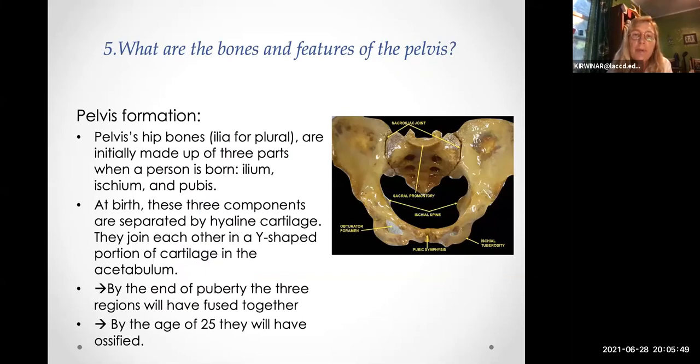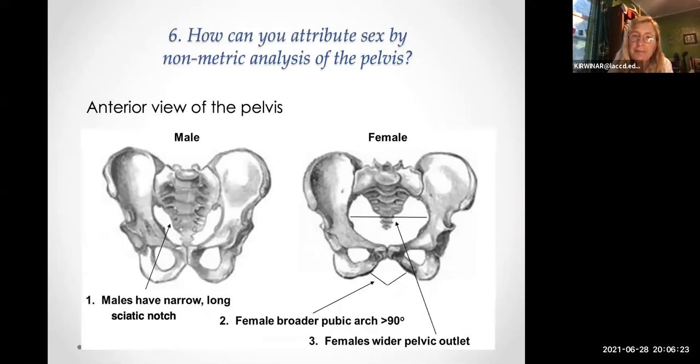So the pelvis hip bones, ilia for plural, are initially made up of 3 parts when a person is born. The top part is the ilium, the sit bones is the ischium, and the front interior is the pubis. At birth, these 3 components are separated by hyaline cartilage. They join each other in a Y-shaped portion of cartilage in the acetabulum. By the end of puberty, the 3 regions will have fused together into one single os coxa on the right and another single os coxa on the left. By the age of 25, they will be totally ossified.